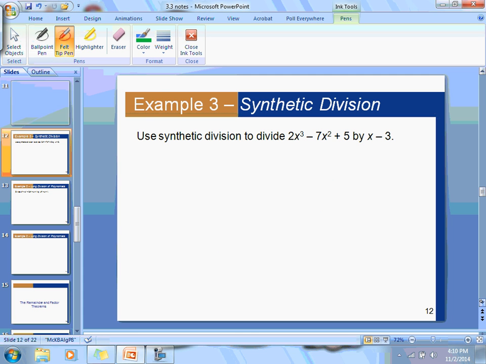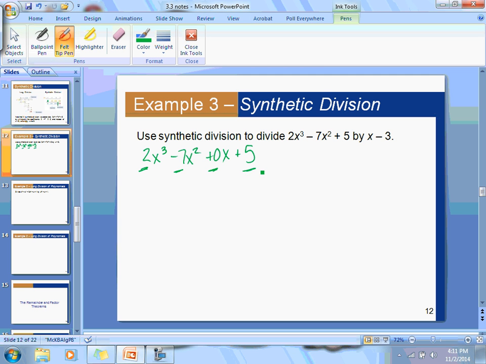Okay, so let's go through one ourselves now. So again, I'm dividing 2x to the third minus 7x squared plus 5 by x minus 3. So I have an x to the third and an x squared. I don't have an x term. I'm missing that x term. So I have to put a placeholder in there. And then I'll have my 5. Okay? So I'm really doing 2x to the third minus 7x squared plus 0x plus 5. That's my polynomial.